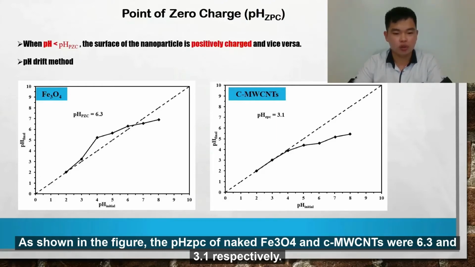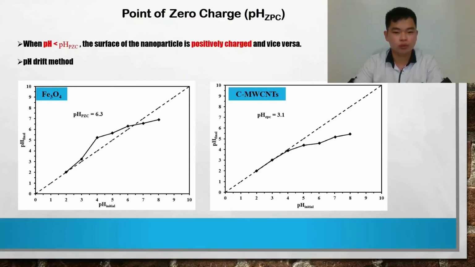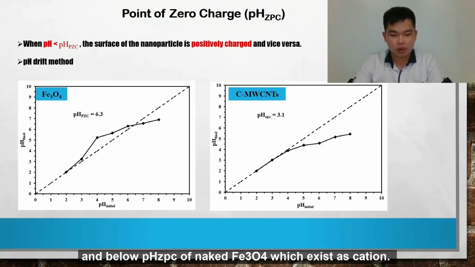6.3 and 3.1 respectively. So, why was the mixing pH chosen at 4.5 as mentioned just now? This is because pH 4.5 is above the point of zero charge of carboxyl multi-wall carbon nanotube, which exists as an anion, and below the point of zero charge of naked iron oxide, which exists as a cation.